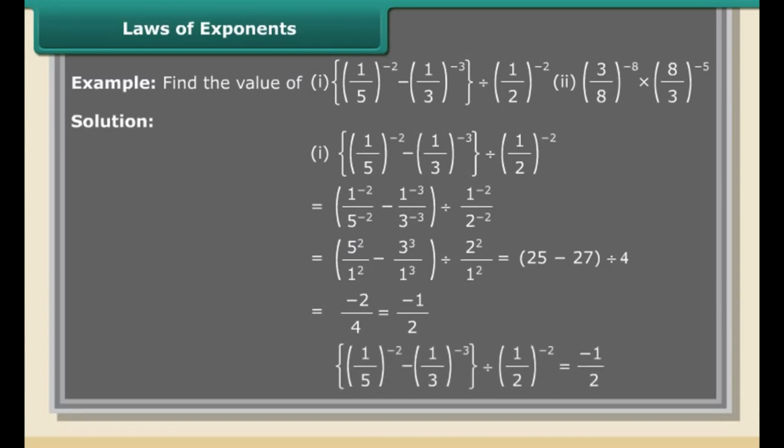So (1/5^(-2) minus 1/3^(-3)) divided by 1/2^(-2) is equal to minus 1 upon 2.